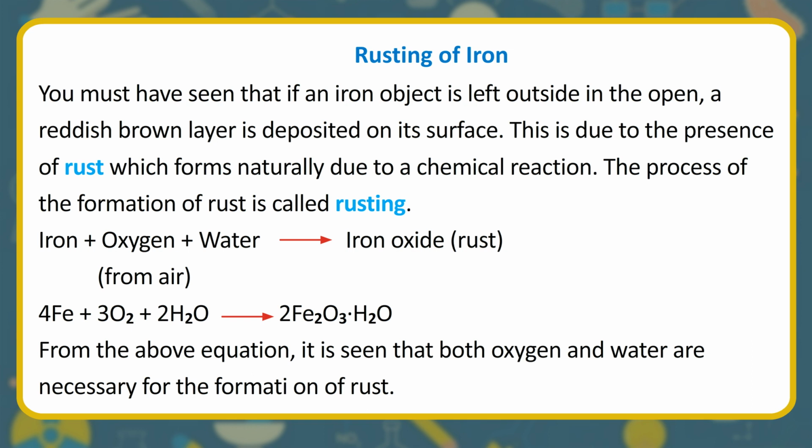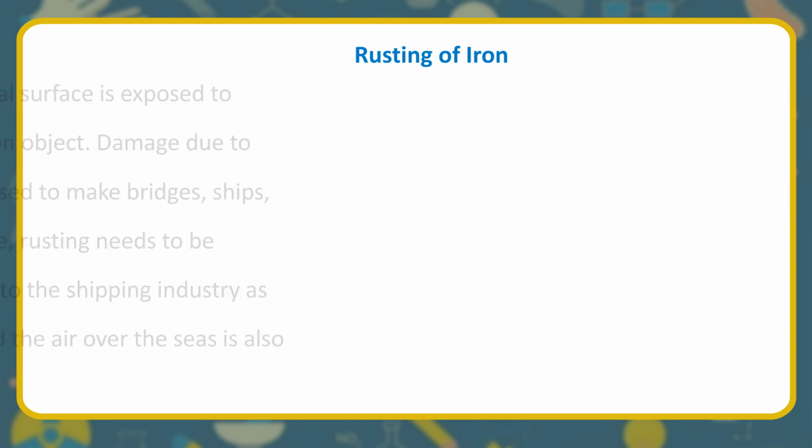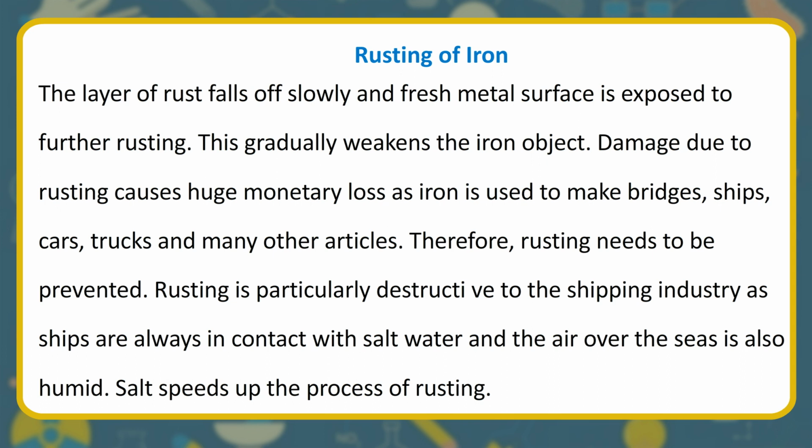Iron plus oxygen plus water gives iron oxide, rust. Oxygen from air. 4Fe plus 3O2 plus 2H2O gives 2Fe2O3·H2O. From the above equation, it is seen that both oxygen and water are necessary for the formation of rust. The layer of rust falls off slowly and fresh metal surface is exposed to further rusting. This gradually weakens the iron object.